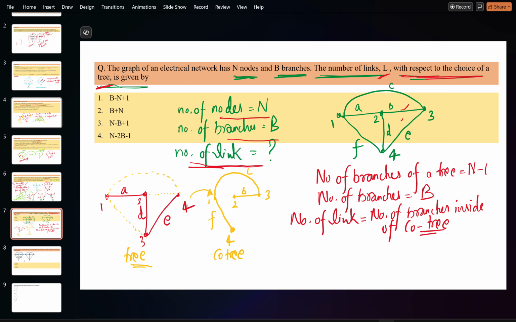Whatever branches are left when you form a subgraph out of that is called a core tree. Because the total number of branches was B and the tree has n minus 1 branches, the number of branches of a core tree will be equal to B minus (n minus 1), which is B minus n plus 1, basically. So the first option is the correct option. Any doubt in this?